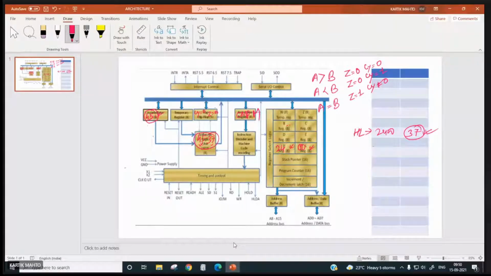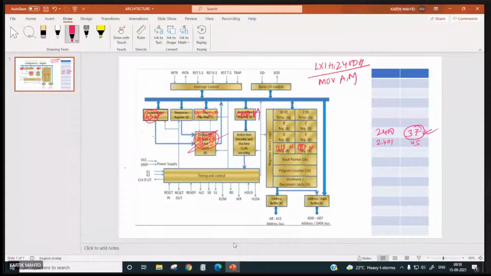Now suppose we do this: 2401, here we have 45. Now if you do, say, LXI H, 2400H, then MOV A, M. What will the accumulator content be after this? Anyone quickly? Sir, 45. No, sir, sorry, 37. It will be 37.